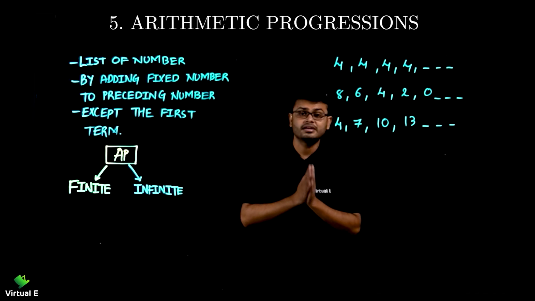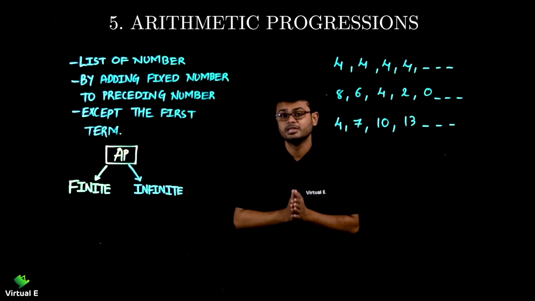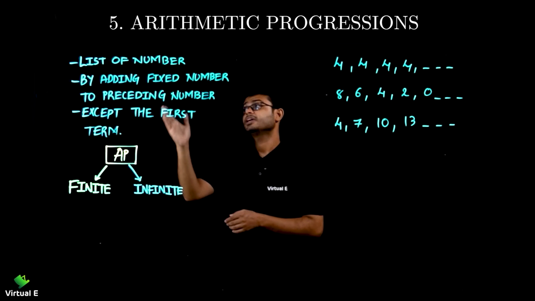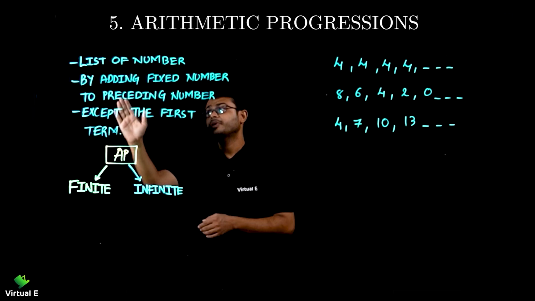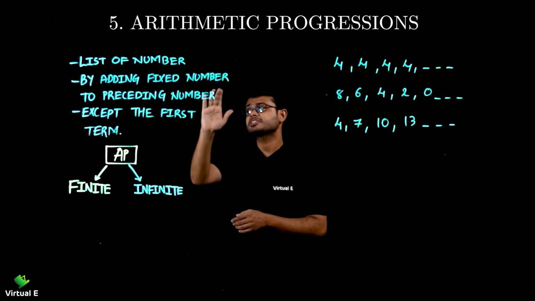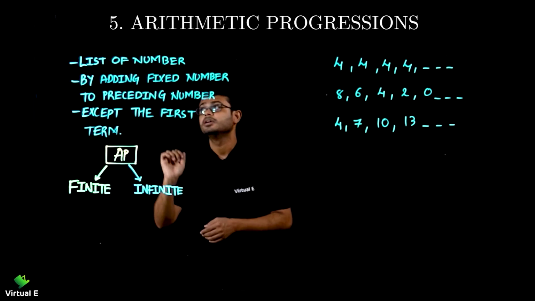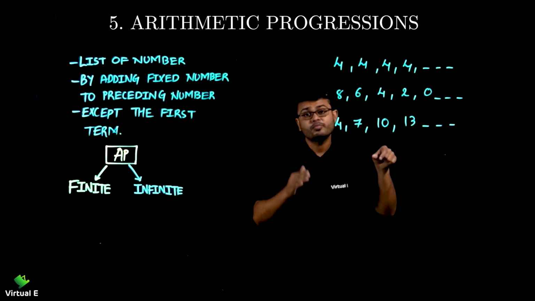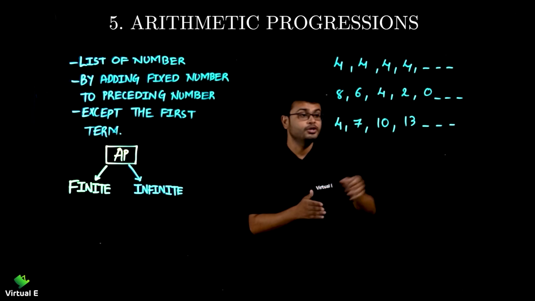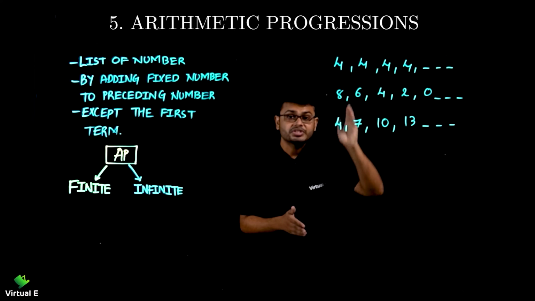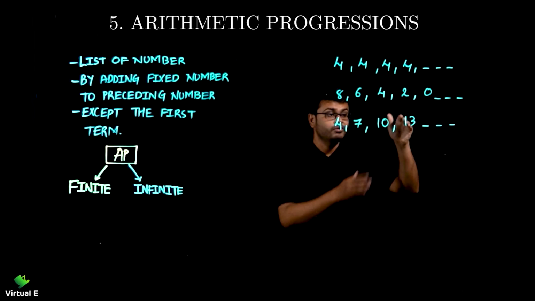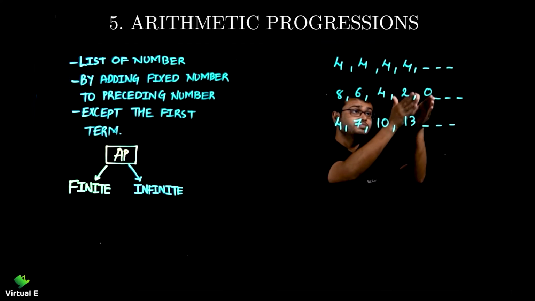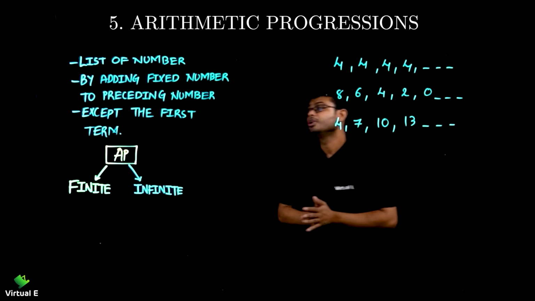So first of all, let's learn the definition of arithmetic progression. It is a list of numbers in which a new number is obtained by adding a fixed number to the preceding number. So if you want to get the new number, you need to add something into the preceding, matlab last wala number. You need to add something into the preceding number to get the new number.